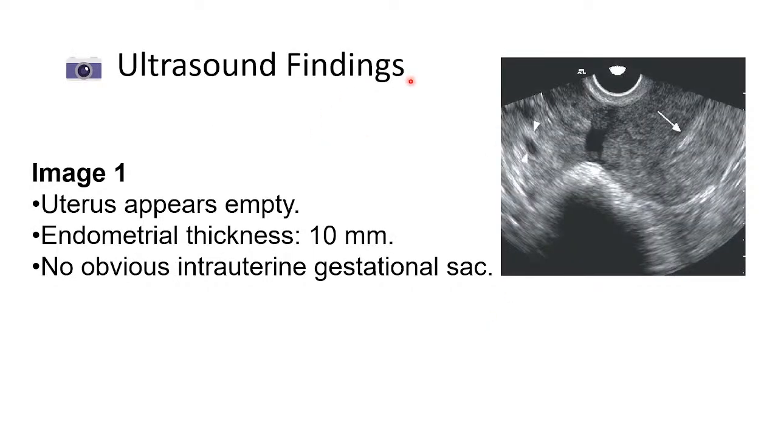Here are the image findings. So this is the uterus. You can see here, that's the endometrium there. There is some free fluid in the pouch of Douglas. Empty uterus, endometrial thickness of 10 millimeters. No obvious intrauterine gestation is noted.